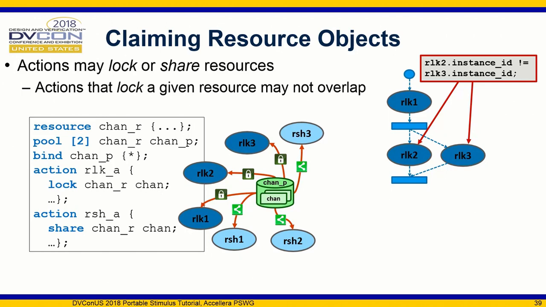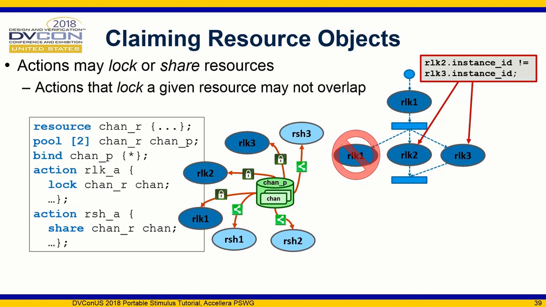So each resource has built into it a field called instance ID, which is unique for the given pool. Okay, so in this case, I have 2 channels. One is ID 0, one is ID 1. And so by definition, by executing the 2 lock actions sequentially, I am constraining the resource IDs of those 2 resource instances to be different. So the resource ID of the thing that's used by rlock2 is different from the instance ID of the resource that is used by rlock3. What that means is, since there's only 2 of them, I can't have a 3rd locking action happen in parallel.